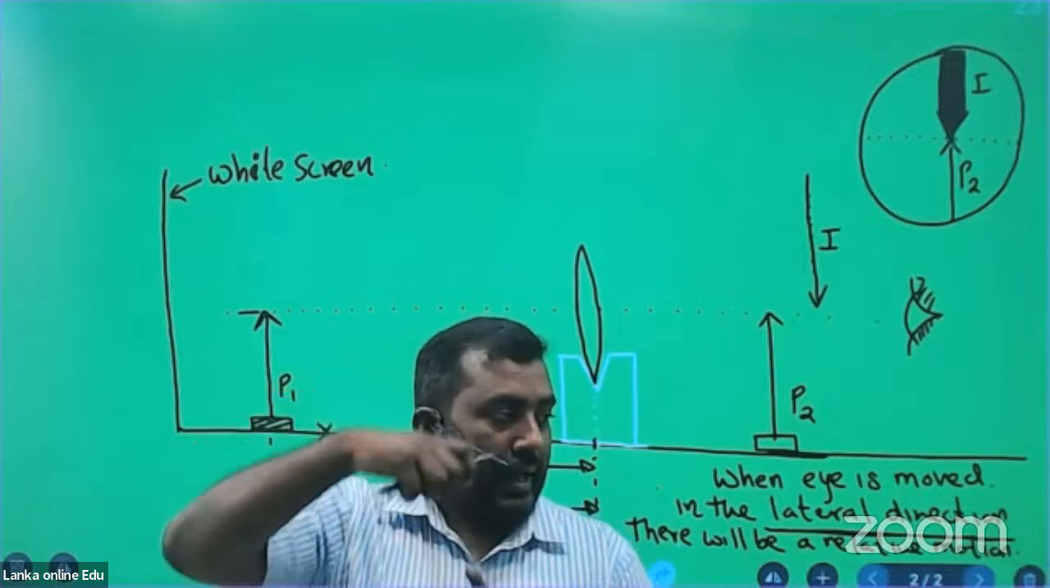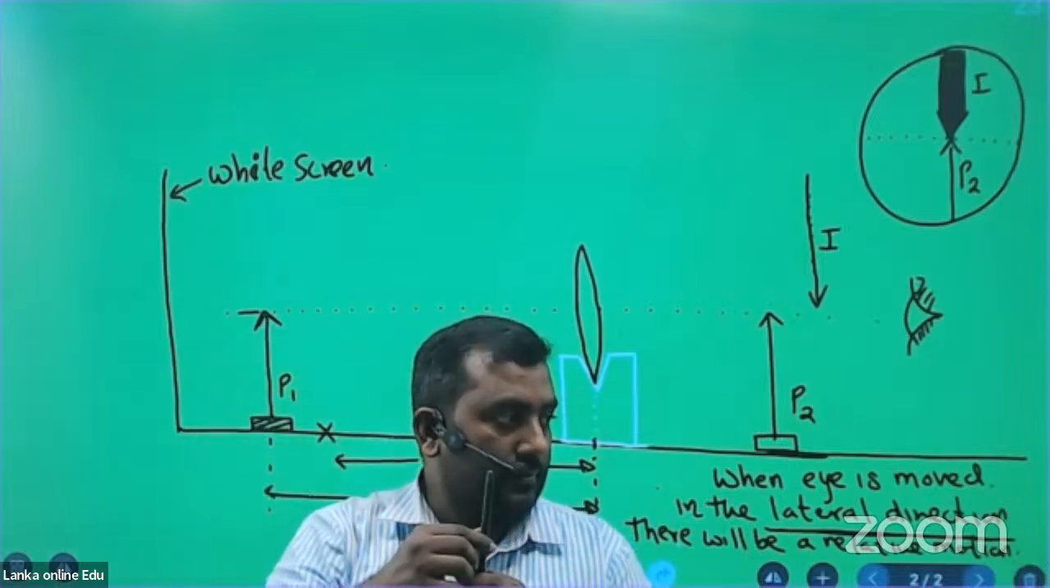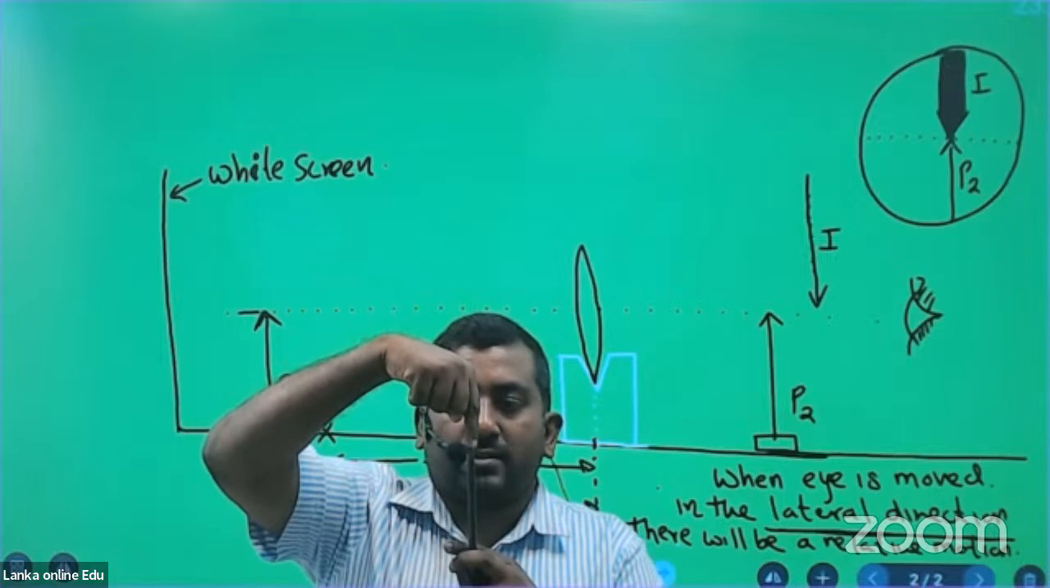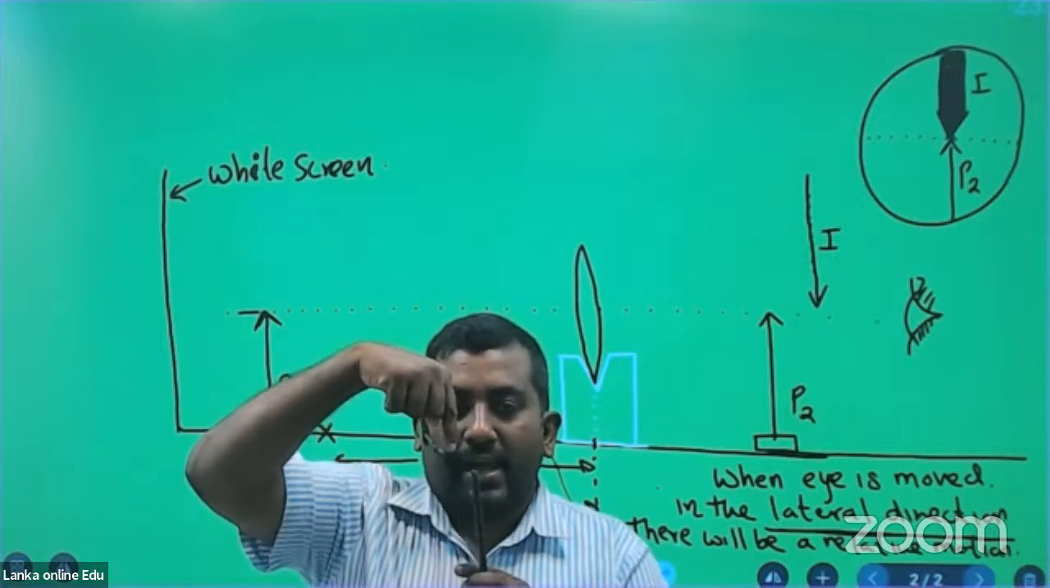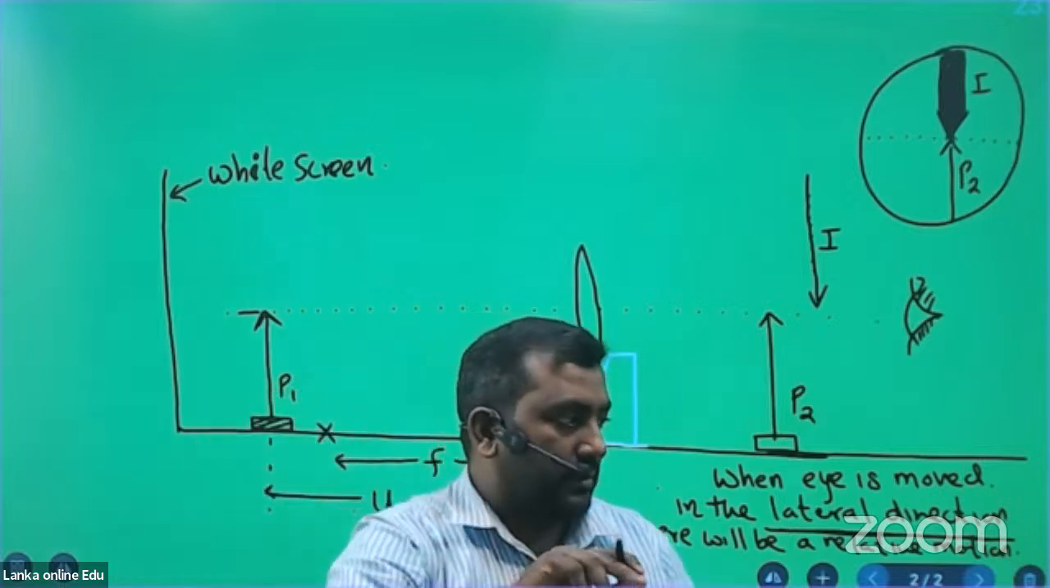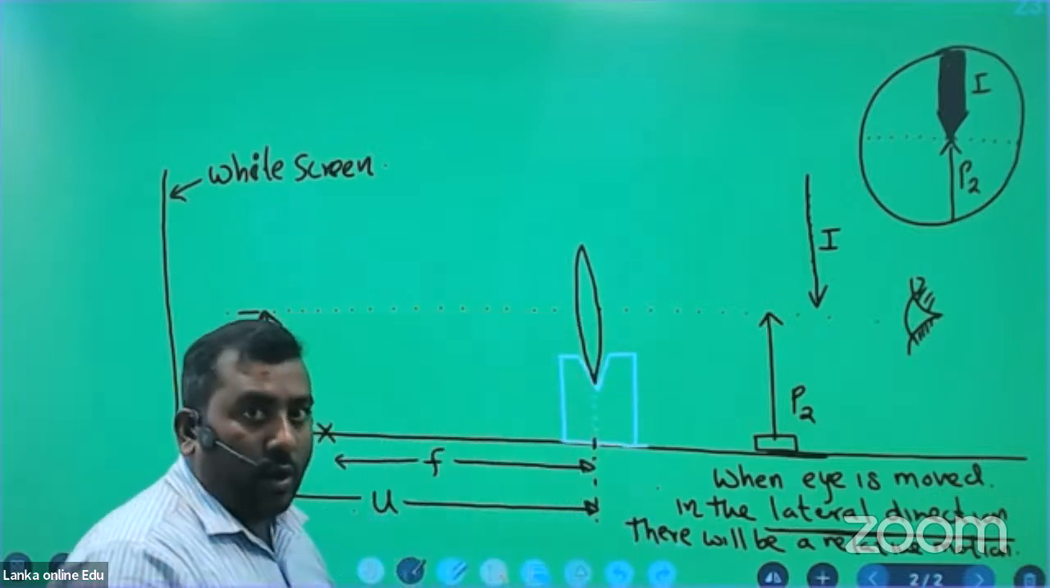The image and the pin. Let's say this is the pin. This is the image. There will be a relative motion like this. Right. Now what?